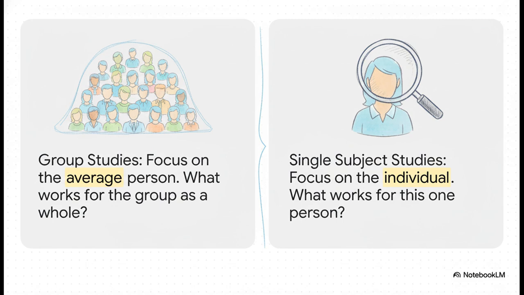On one side, you've got group studies. These are all about finding the average, what works for most people most of the time. But then, on the other side, you've got single-subject studies, which put one single person under a microscope. Both are totally legit ways to do science, but they're answering fundamentally different questions. What's good for the crowd versus what's good for this one person?